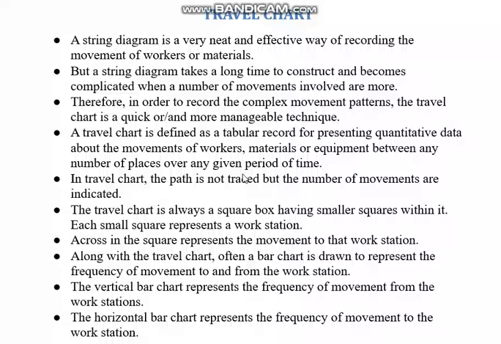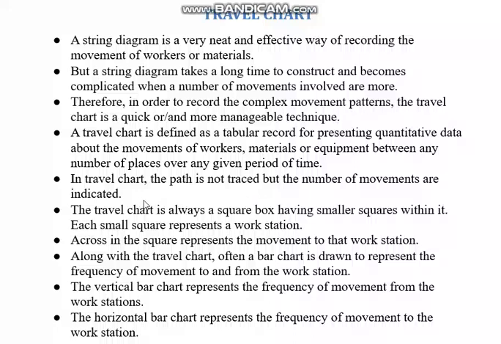Suppose we observe for 1 hour, that is the given time. In our workstation there are, say, 10 machines. From one machine to another, workers may be going, or materials or equipment may be moving. Those are the things which we have to observe. In a travel chart, the path is not traced, but the number of movements is indicated.